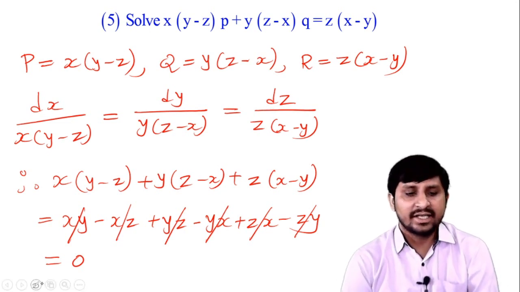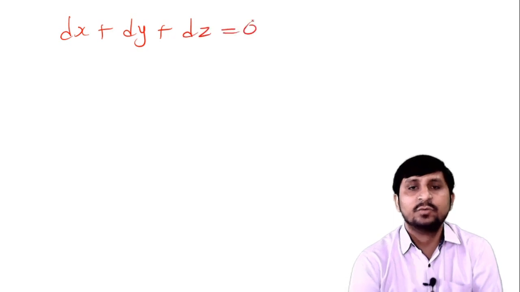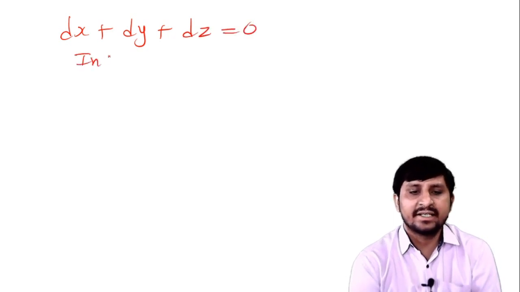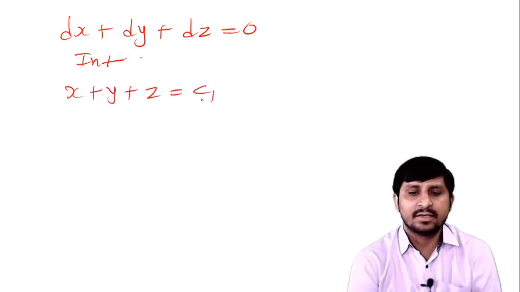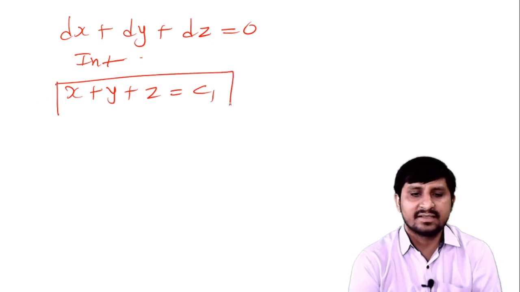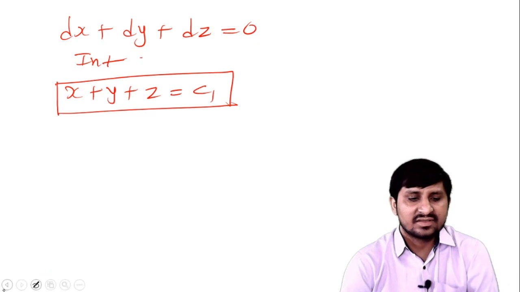That means, using the multipliers method, the addition of the numerators is also 0. So we have dx plus dy plus dz equal to 0, and when we integrate this equation we get x plus y plus z equal to c1. Clear?